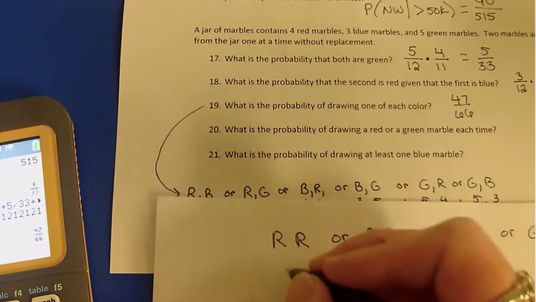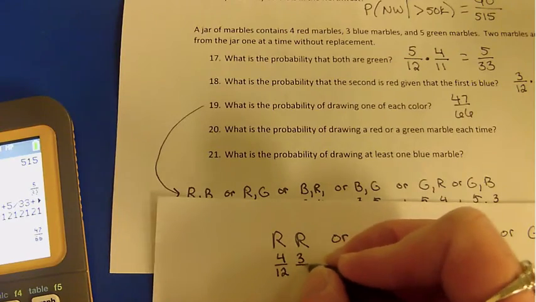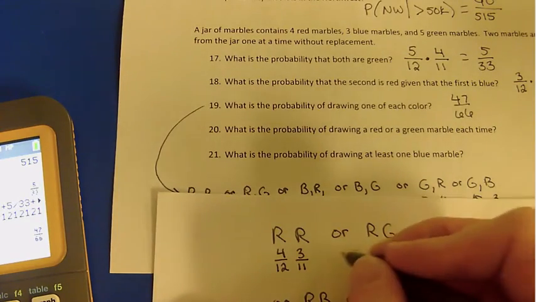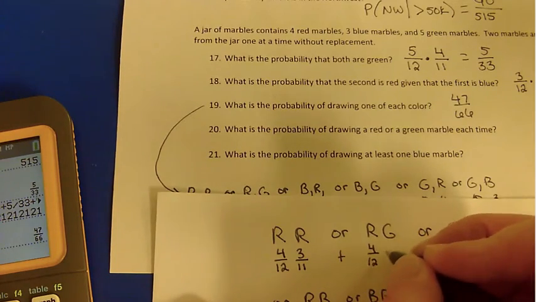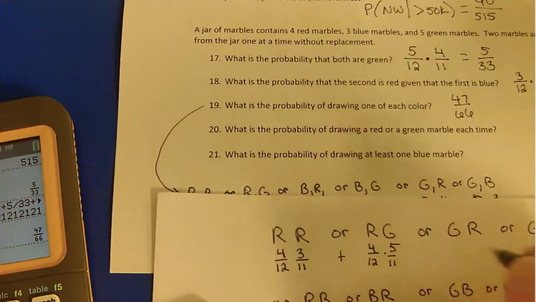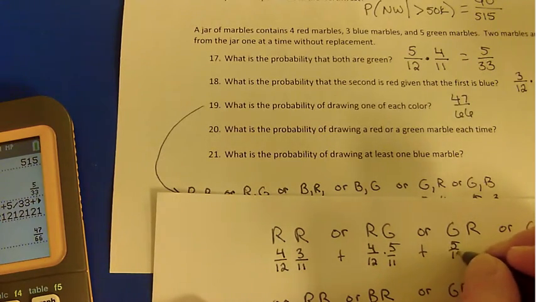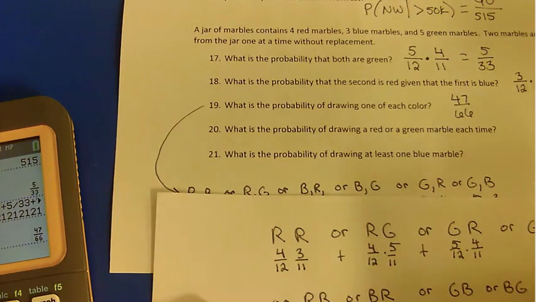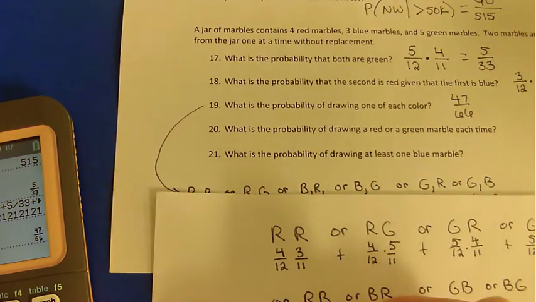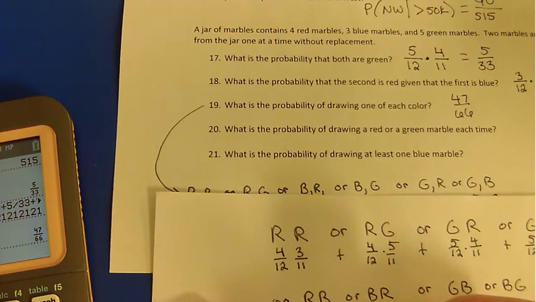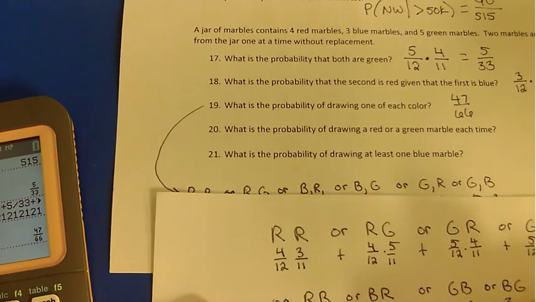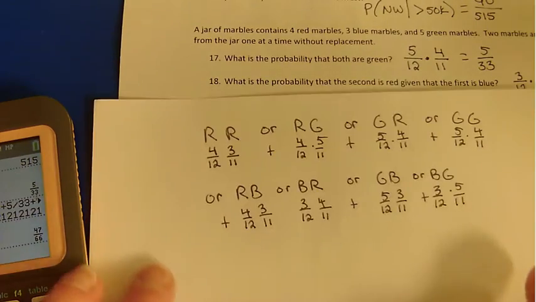I think so. Okay, so this would be 4 out of 12, 3 out of 11, because we took one red away. 4 out of 12, green, or 5 out of 11. 5 out of 12, 4 out of 11. 5 out of 12, 4 out of 11. 4 out of 12, there's 3 blues, so 3 out of 11. 3 out of 12, 4 out of 11. 5 out of 12, 3 out of 11. 3 out of 12, 5 out of 11.